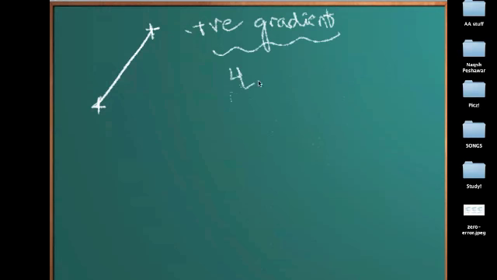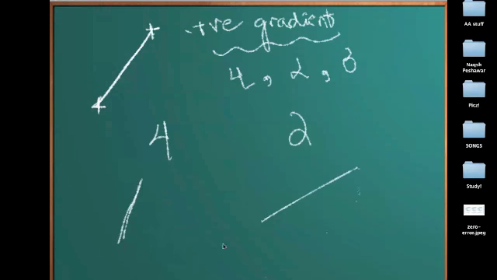For example, a 4, a 2, a 3. However, if given 2 lines, one with a gradient of 4 and the other with a gradient of 2, and you are asked to just randomly draw, this would be something like this, and this would be something like this. This one would be steeper since its gradient is more than the gradient here. So this is the negative and the positive gradient. This is basically the interpretation.